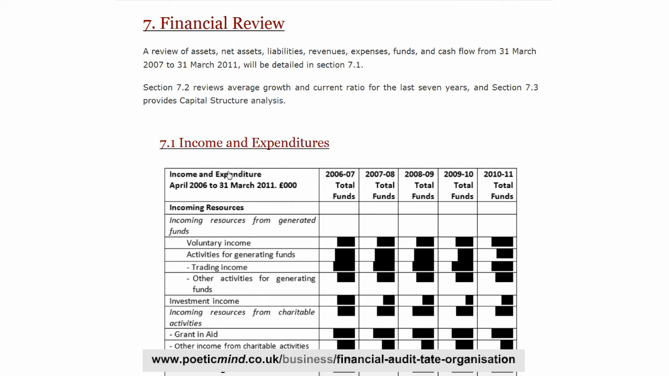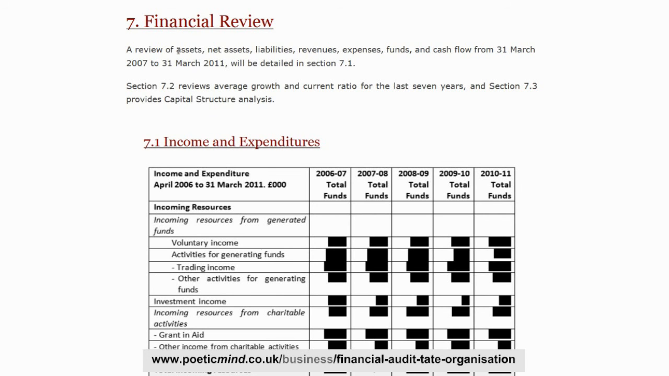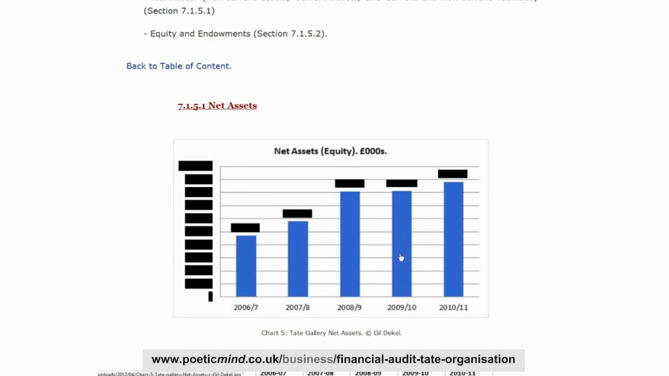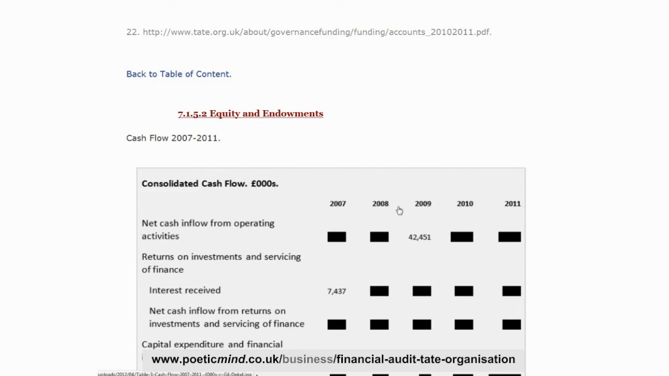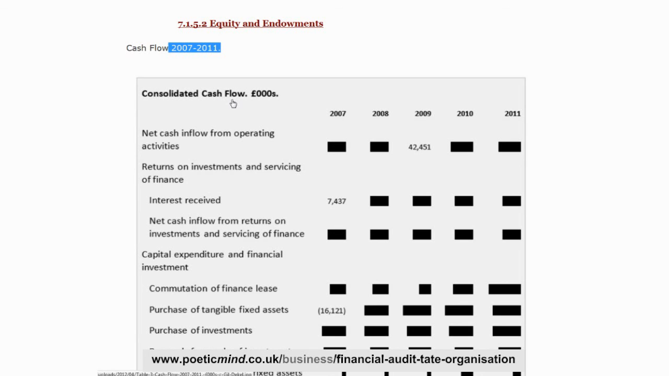Then you go to your 7th chapter, which is your financial review. So I've reviewed assets, net assets, liabilities, revenue, expenses, funds, and cash flow. Looking in focus at net assets and position for the last 3 years. Continue with equity and endowments. So this is consolidated cash flow.